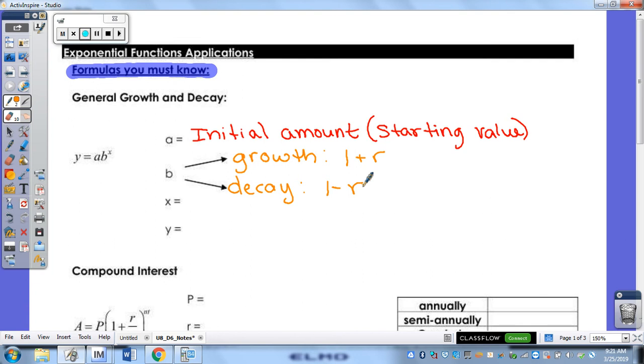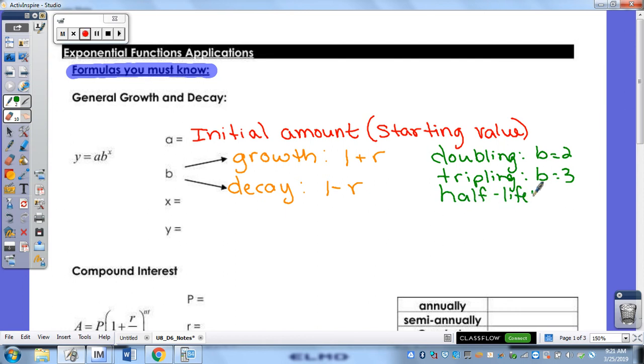And then there are just a couple of exceptions. If it talks about, for example, doubling, your B would equal 2. Tripling, your B is 3, so on and so forth. And the other one that we've seen a few times is our half-life. So our B value would be 1/2. So if it's a percentage, you either have to add it to 1 or subtract it from 1. Doubling, tripling, half-life, I'll tell you what number you're going to use.